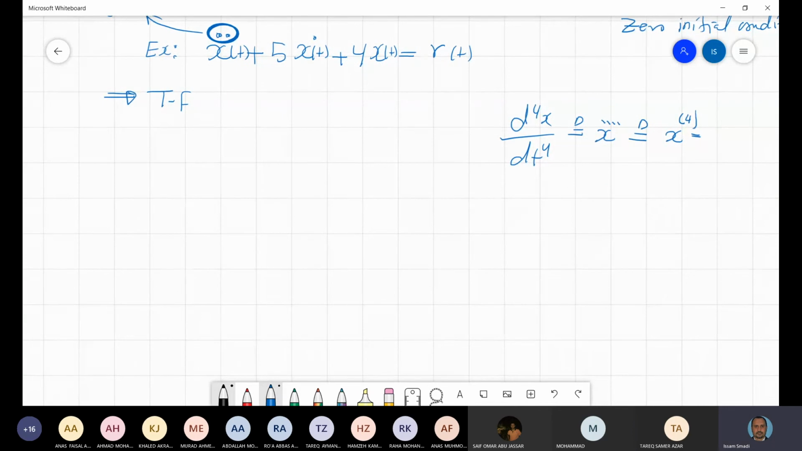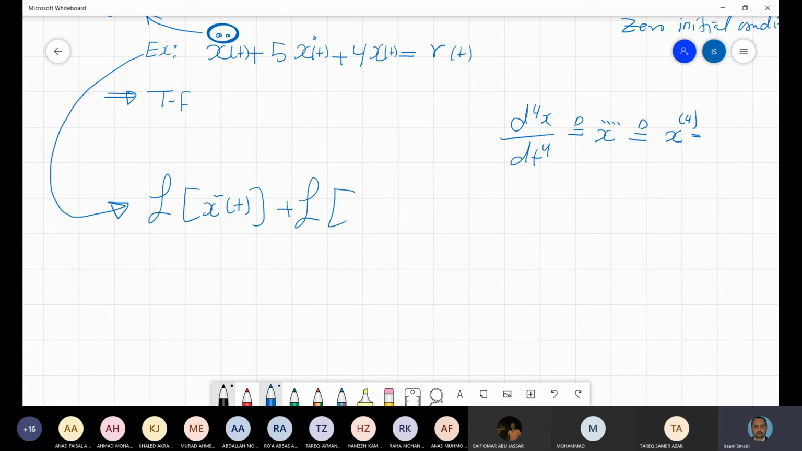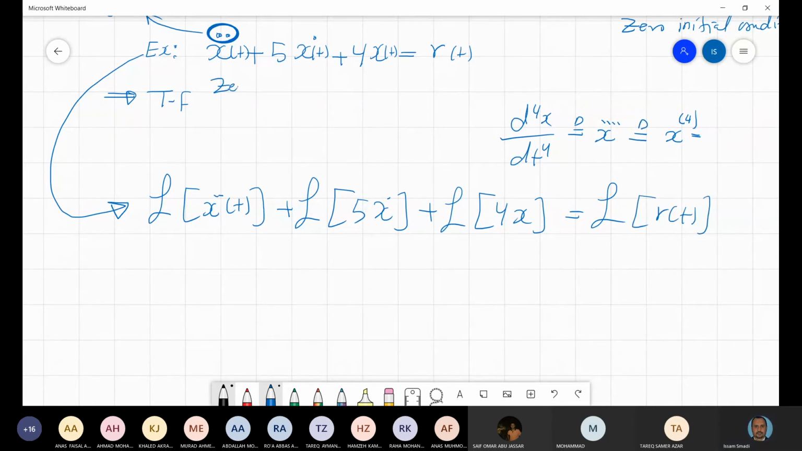So now, for this system, I need to find the transfer function. The first thing, I need to find the Laplace transform of this equation. I need the Laplace transform for x double dot of t, for the 5x dot, for the 4x, and for r of t, the input, under the assumption that I have 0 initial conditions.